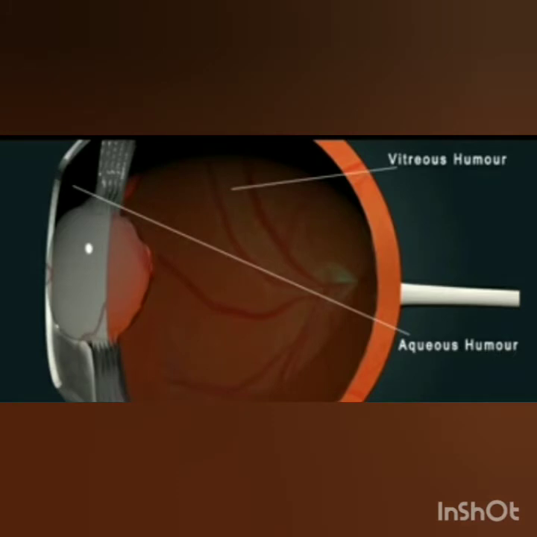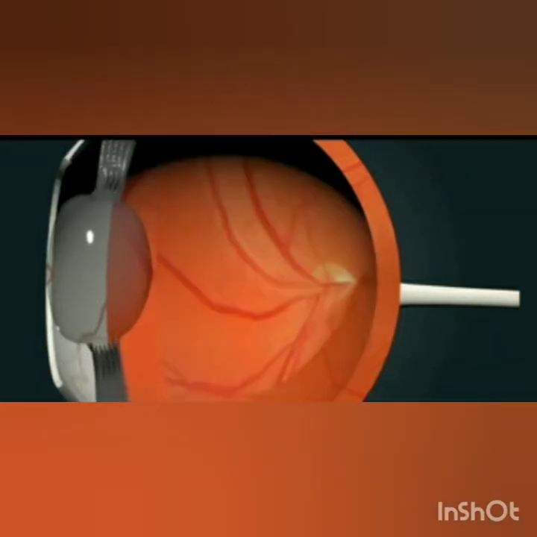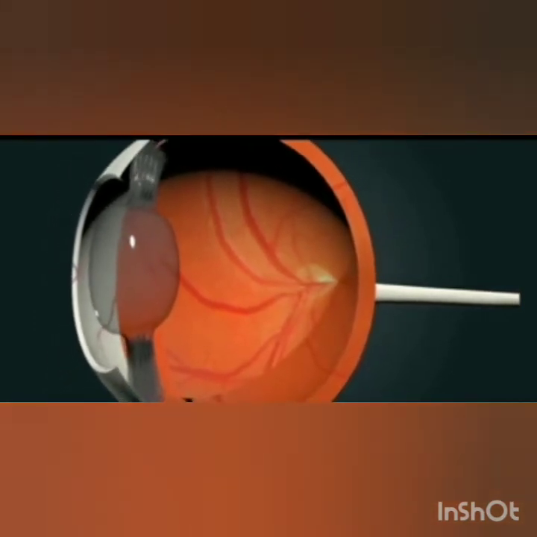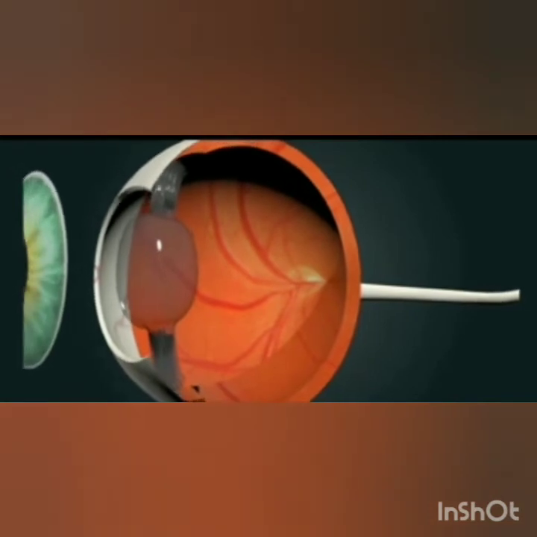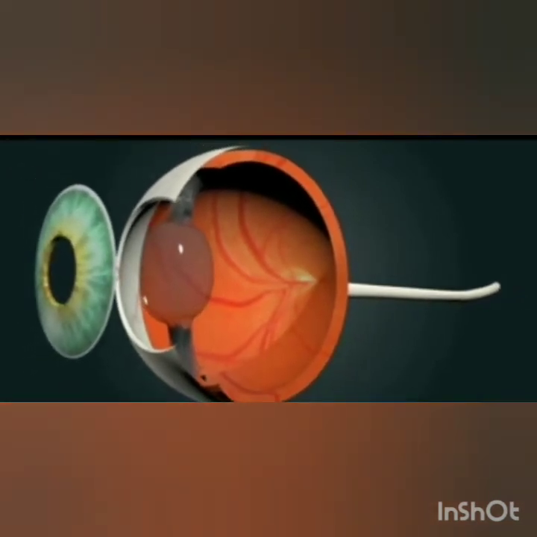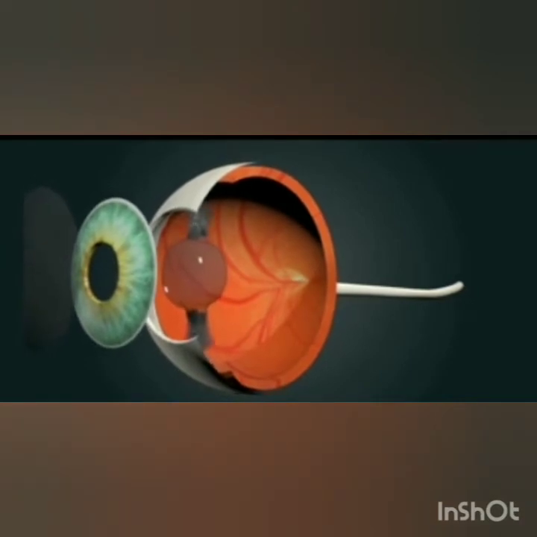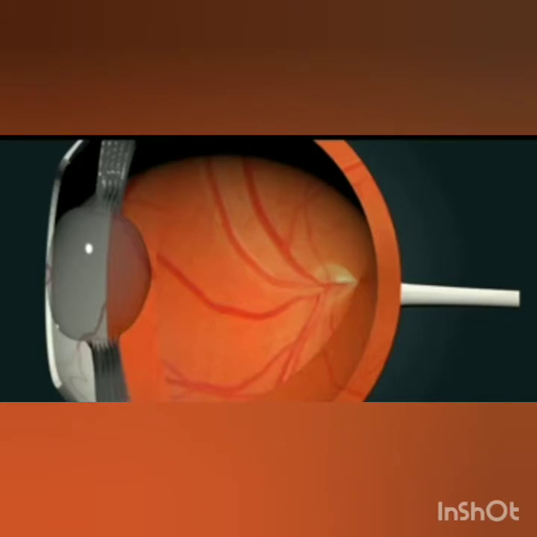Now behind the iris, we have a lens, children. It's called a biconvex lens. It's a convex lens, and it is a transparent structure, as you can see, and it is attached to the eye by ciliary muscles. The ciliary muscles are attached to the lens. So what is the function of this lens? It refracts the light onto the retina, children.